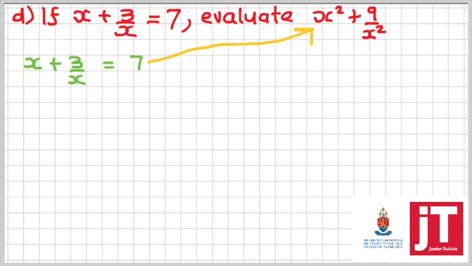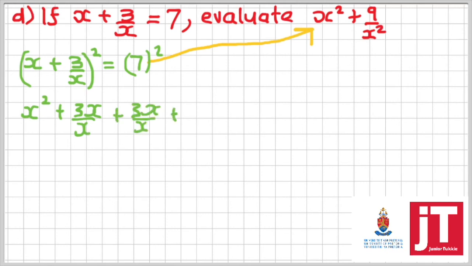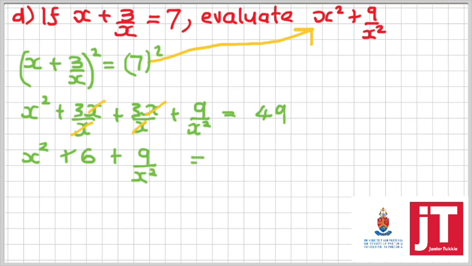squaring both sides. So if I do that, and when I simplify that, I'm going to have x squared plus 3x over x plus another 3x over x plus 9 over x squared is equal to 49. Then if I simplify that, I will get x squared, plus the x's cancel out, so it becomes x squared plus 6 plus 9 over x squared is equal to 49.